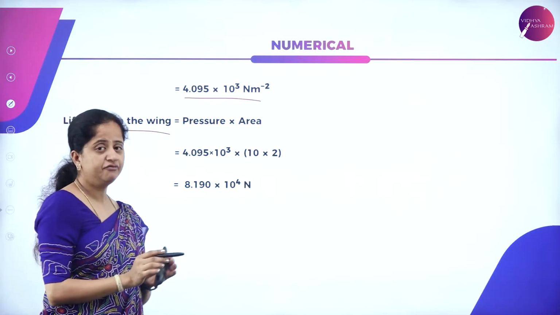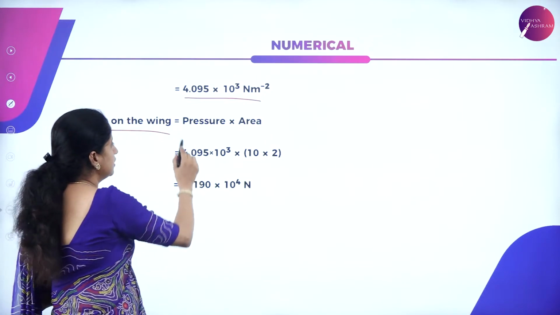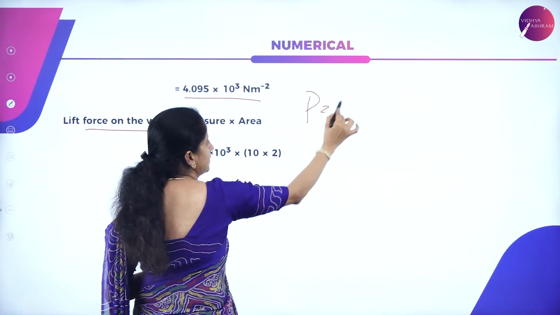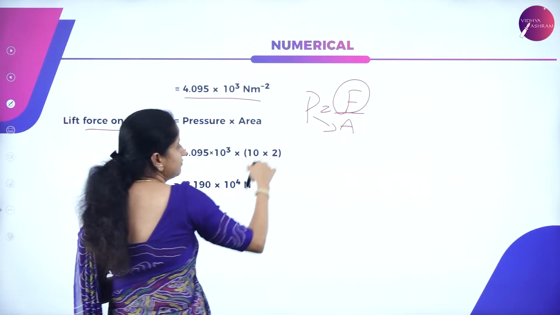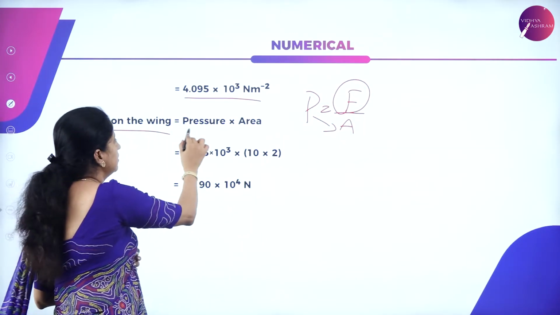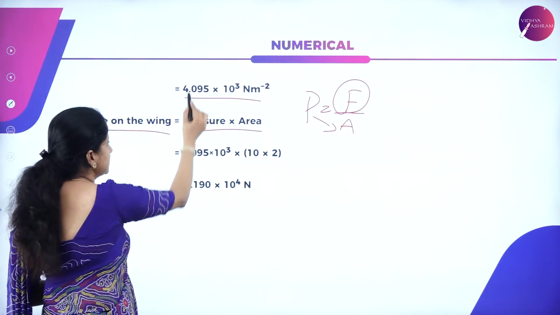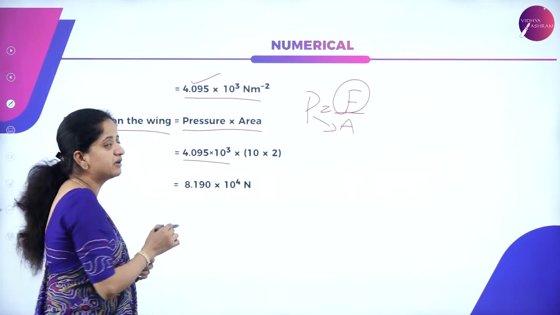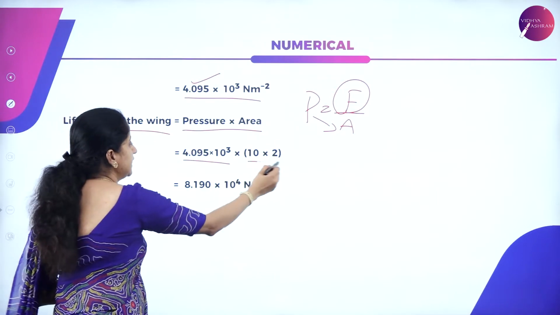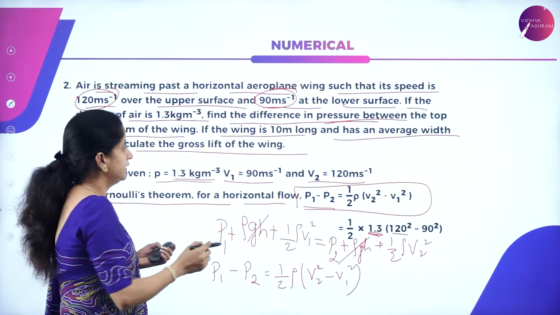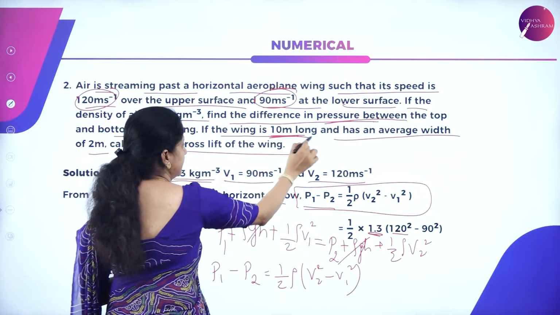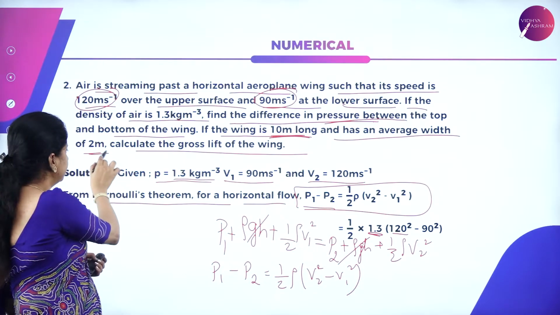and we have to even find out the lift force on the wing. So force is equal to pressure into area, because we know pressure is equal to force divided by area. To find force, you have to multiply these two. So force is equal to pressure into area. What is the pressure? We have calculated 4.095 into 10 power 3, and area is 10 into 2. Because in the question they have given that the length is 10 meter and it is having a width of 2 meters.